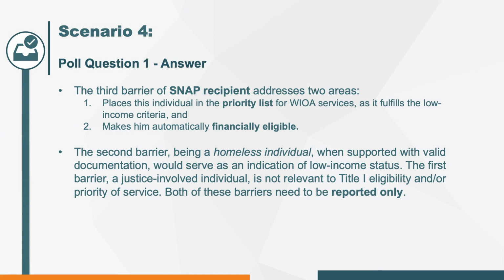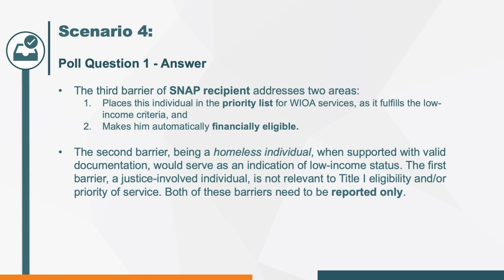Interesting. The correct answer was the 3rd barrier of SNAP recipient addresses 2 areas. First, because it places this individual in the priority list for WIOA services as it fulfills the low income criteria. And 2, because it makes him automatically financially eligible.